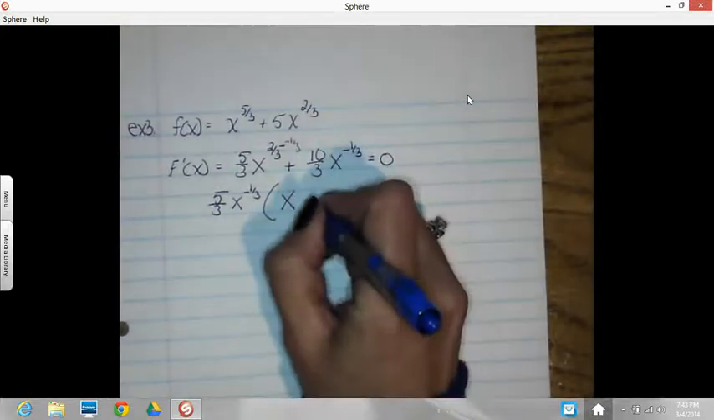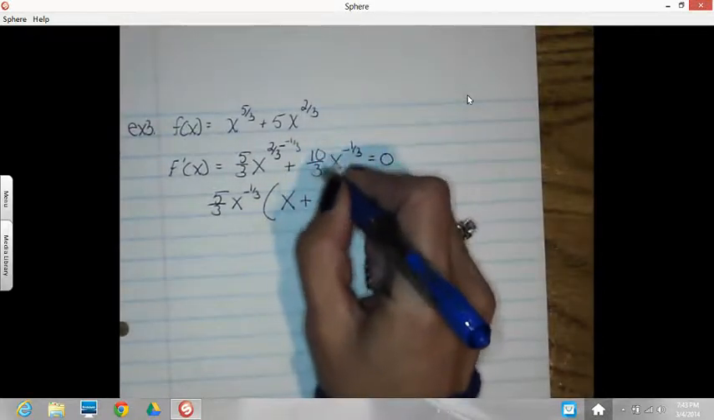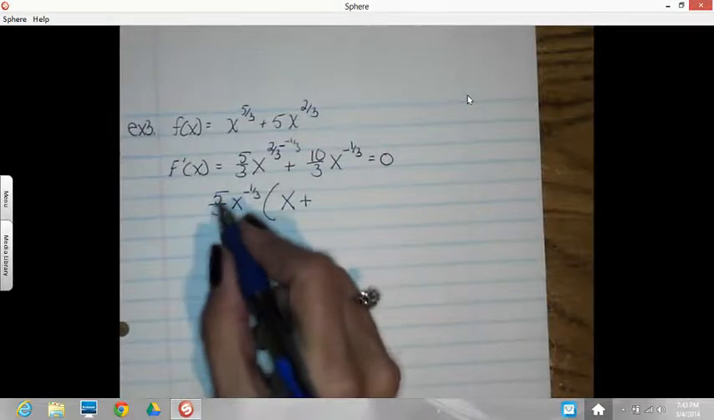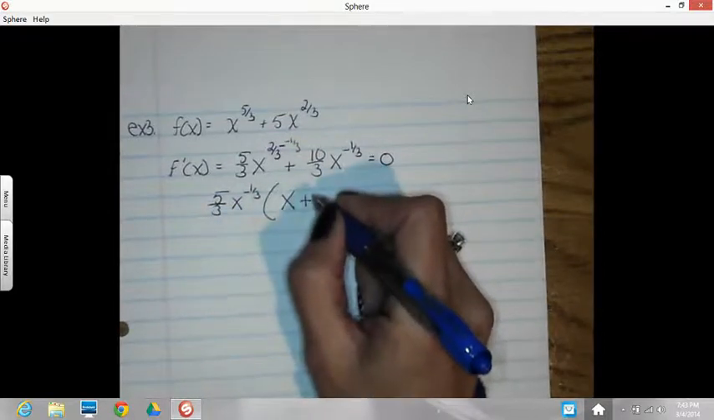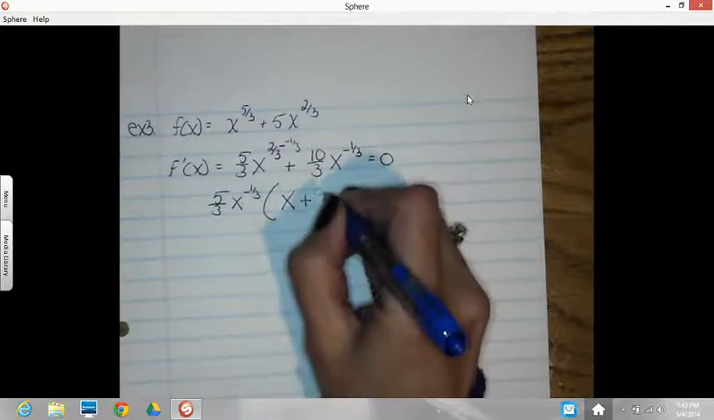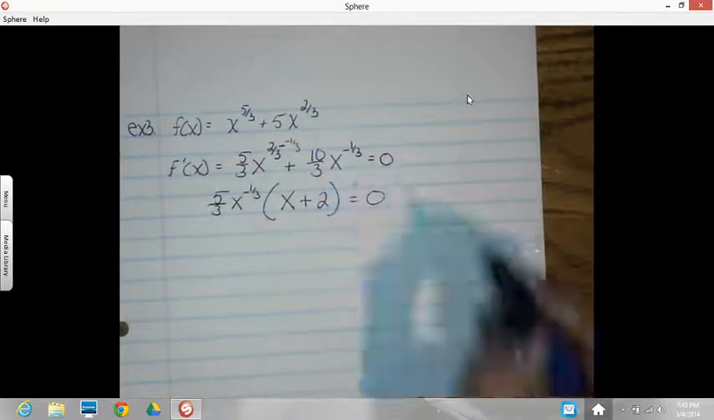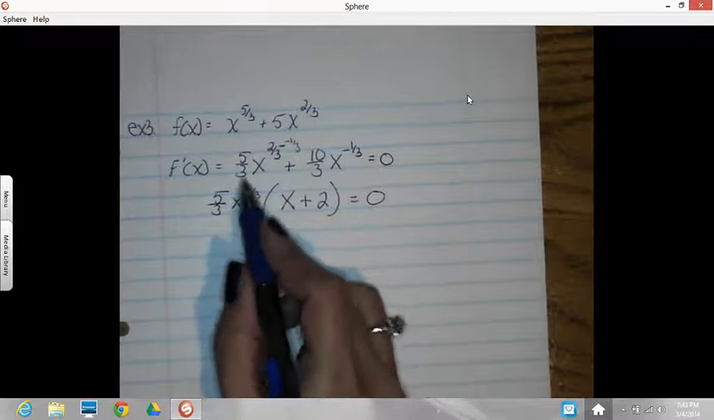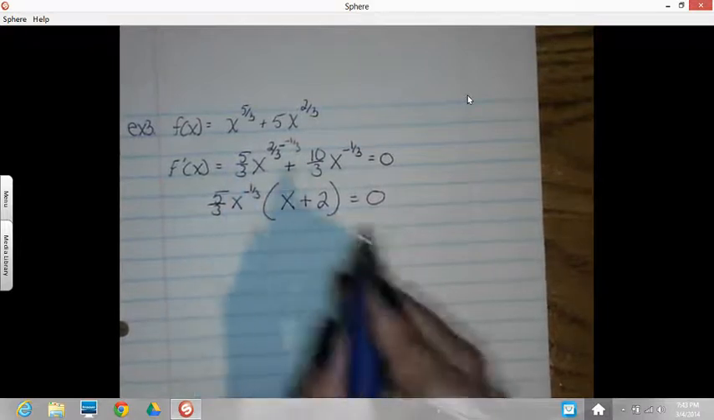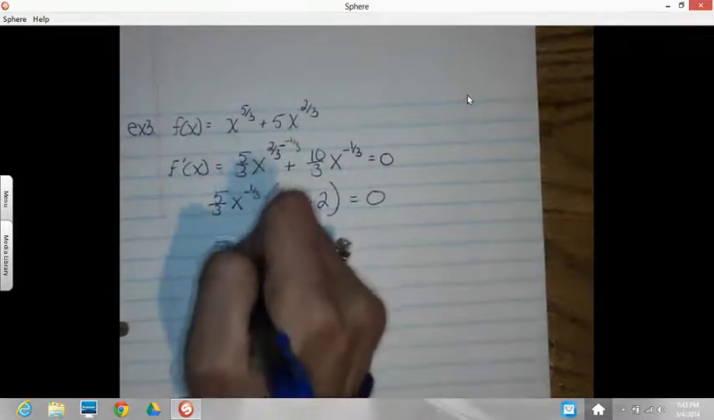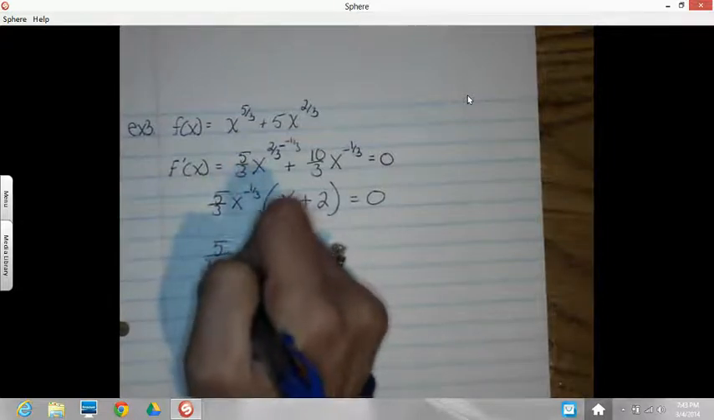Okay, plus I had 10/3 divided out 5/3. That's going to leave me with a 2. And the x to the 1/3 is out. So now it's set each product equal to 0. So 5/3. Actually, make it a positive exponent.